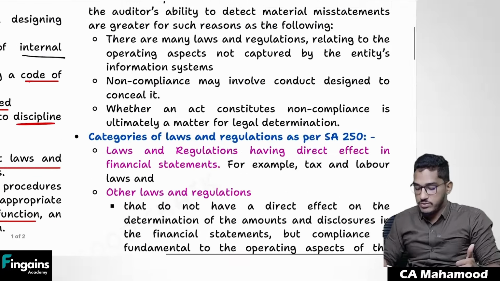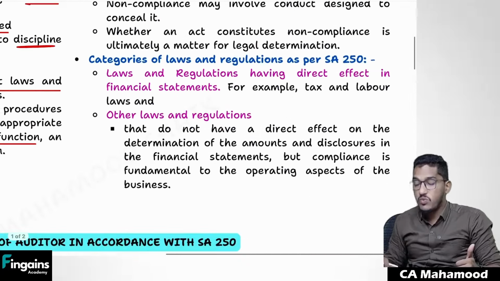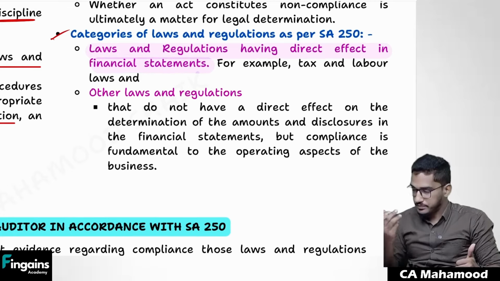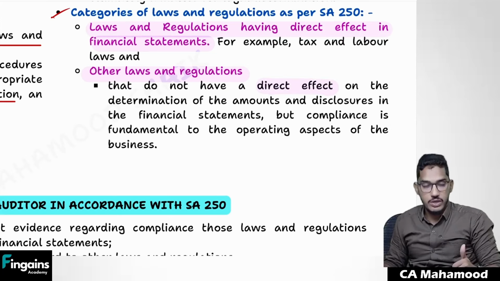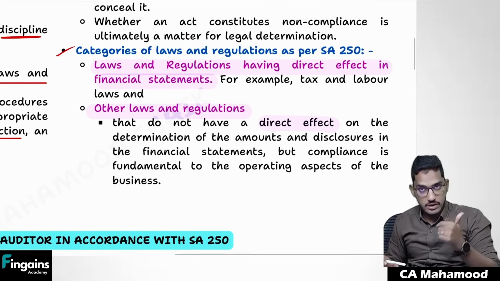And as I've told, when it comes to the auditor's responsibility, we can't expect the auditor to prevent non-compliances. We can't expect the auditor to detect all non-compliances. For the purpose of the auditor's responsibilities, we can divide laws and regulations into 2 categories. What are they, guys? Number 1, laws and regulations having a direct effect on amounts and disclosures in the financial statements, and number 2, other laws and regulations. Those do not have a direct effect, but still compliance is required to avoid penalties and they are fundamental to continue the business.